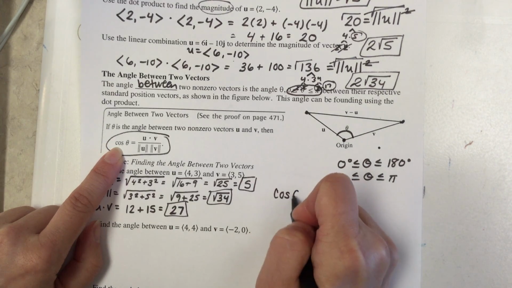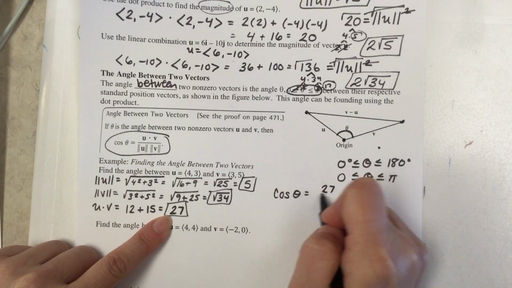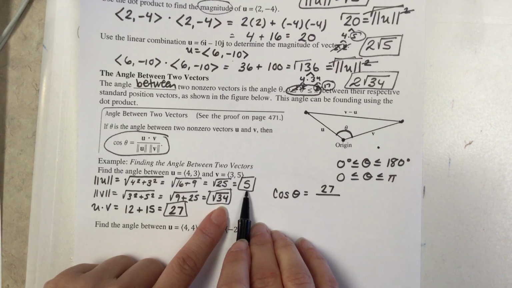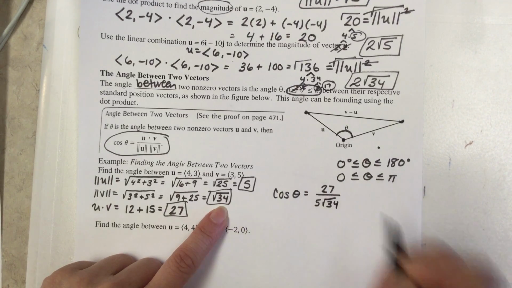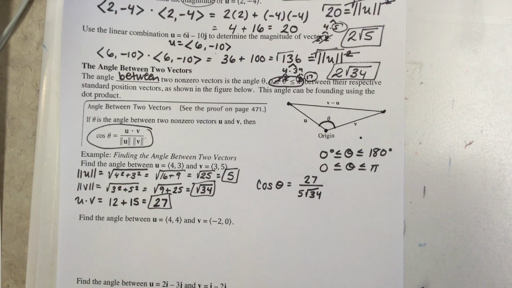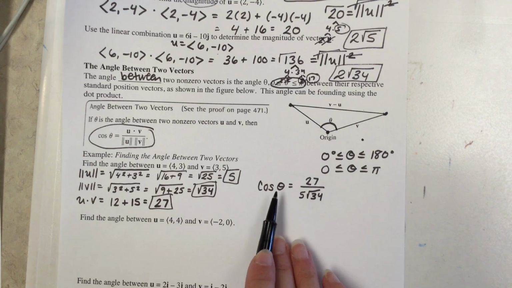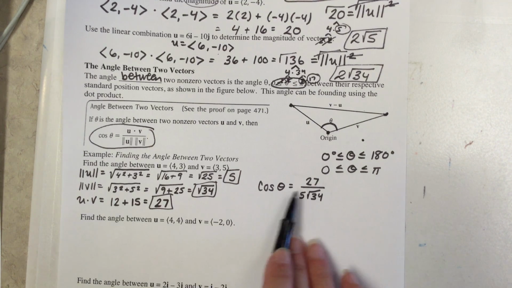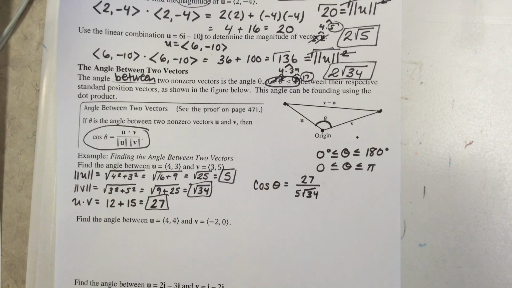So the cosine of theta equals the dot product, 27, over, if you multiply the two magnitudes, 5 square roots of 34. Now I can't simplify this at all. Don't worry about rationalizing the denominator because this is not your final answer. Your final answer is what is theta, okay? But if you could simplify something, you would want to because it'd make it easier. In this case, I can't.